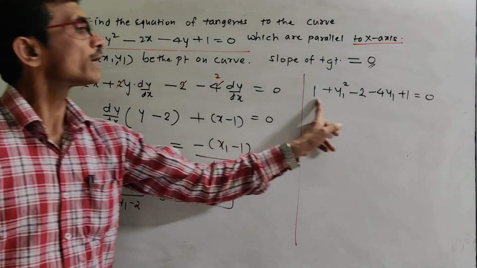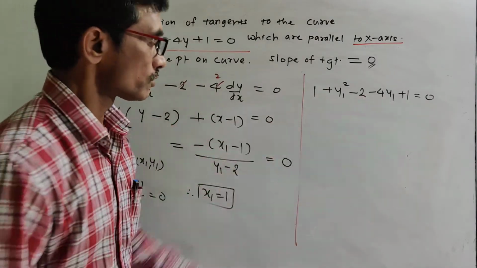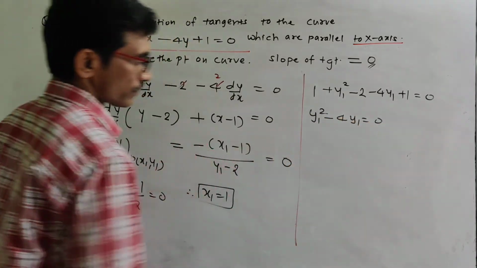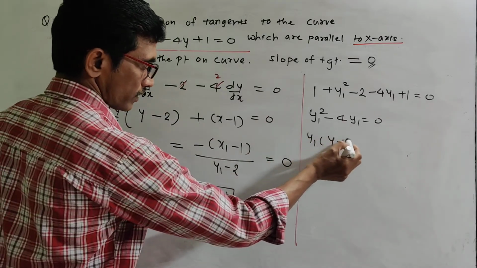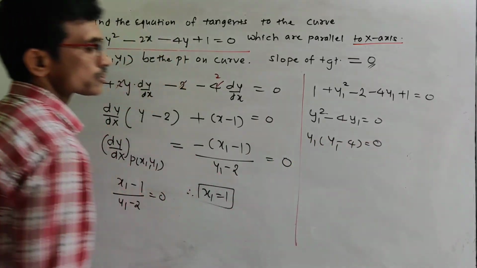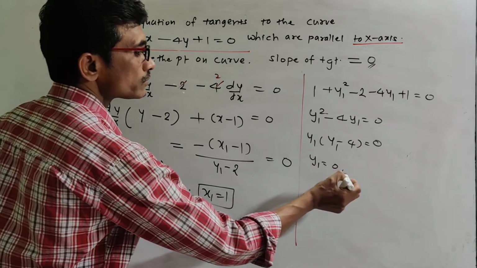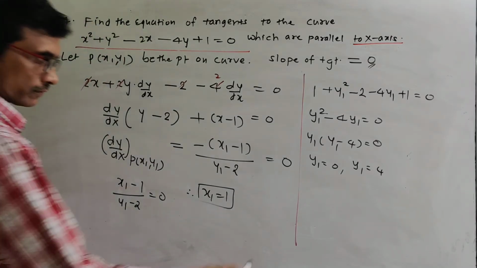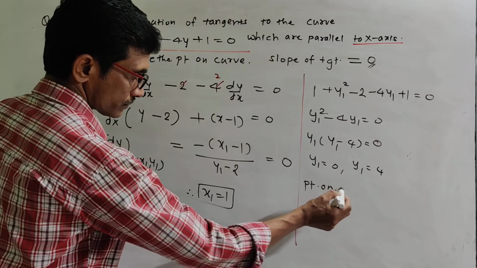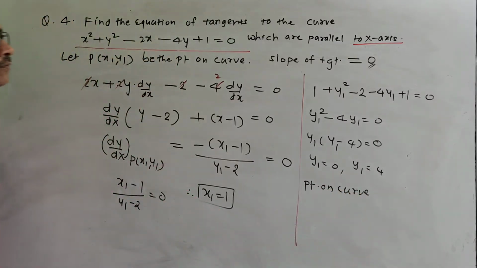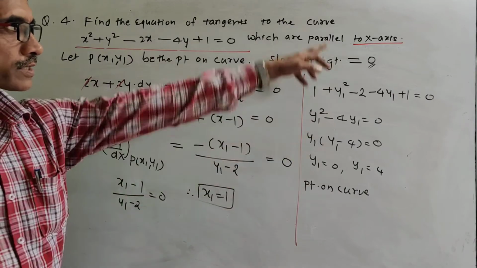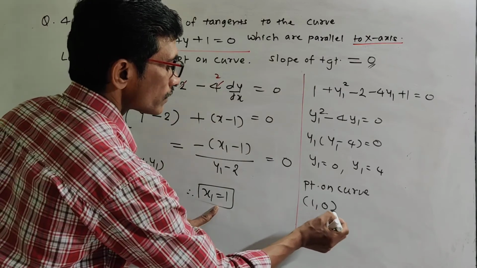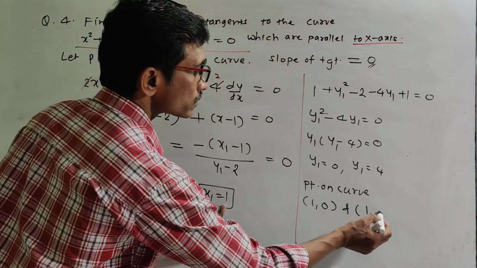So this 1 and 1 is 2, minus this 2, 0. So only y1 square minus 4y1 is equal to 0, and y1 common, y1 minus 4 is equal to 0. So we are getting y1 is equal to 0 or y1 is equal to 4. That means our points on the curve, where tangent is drawn and it is parallel to x-axis, are (1, 0) and (1, 4).